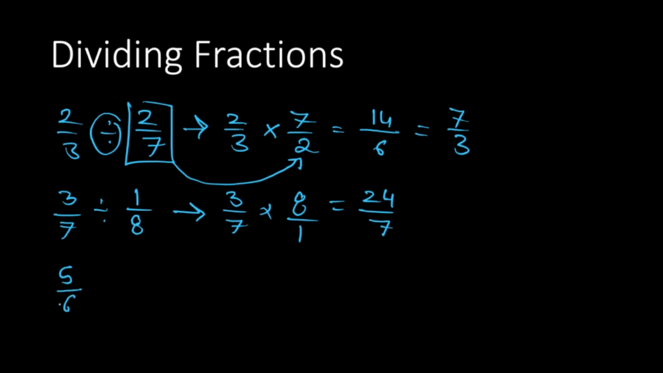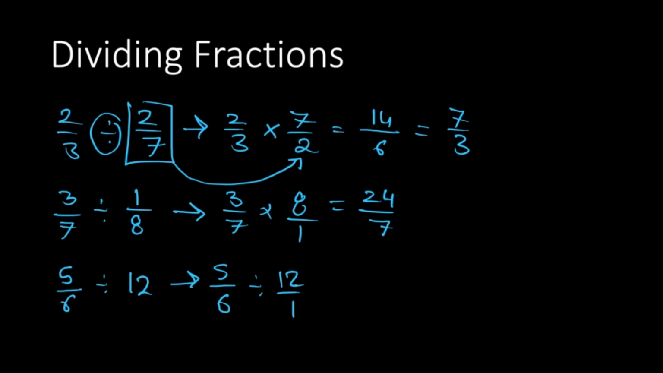5 over 6 divided by 12. Now, this is a tricky one. How would you go about doing this? 12, in other words, 12 over 1, can be flipped. So 12 becomes 5 over 6 divided by 12 over 1. The 12 and 12 over 1 is the same thing, okay?